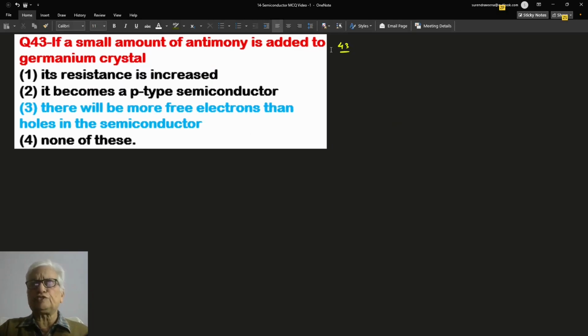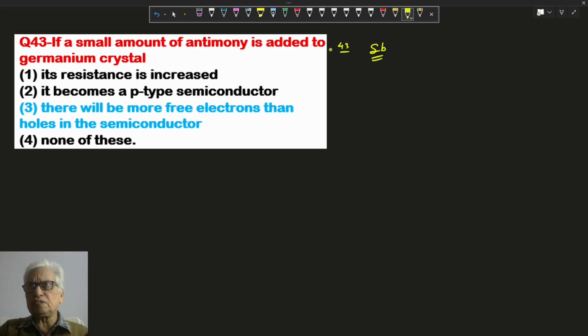Hello. In question 43, small amount of antimony. Normally doping is an impurity atom added to the pure semiconductor, maybe germanium, maybe silicon, a very small amount, in the ratio 1 is to 10 power 6 to 10 power 10. Only one atom is sufficient in millions of a pure silicon or germanium crystal. But the arrangement is like this.